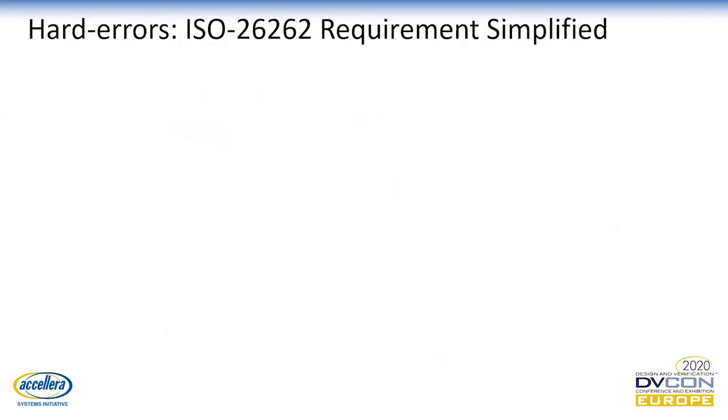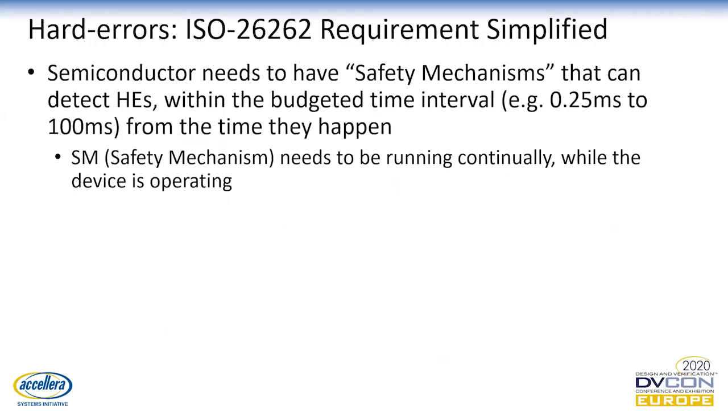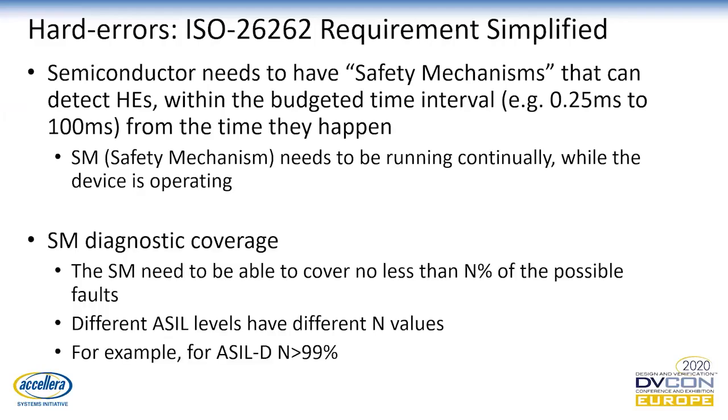So what is the simplified requirement of ISO 26262 for hard errors? A semiconductor IC needs to have a safety mechanism that can detect hard errors within the budgeted time interval, right? You need to react within that fault time interval. Otherwise, the failure might take the equipment somewhere else, right? So you need to react in that budgeted time interval from the time it happens. The safety mechanism needs to be running continuously while the device is in operation.